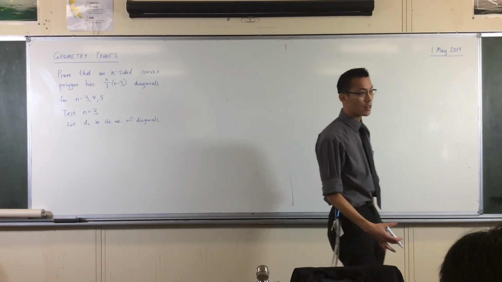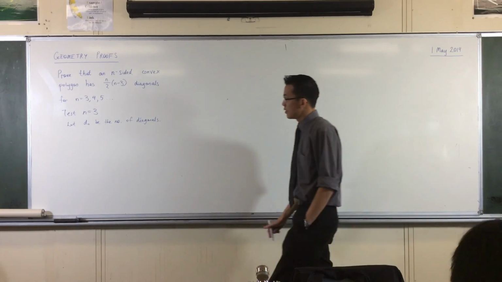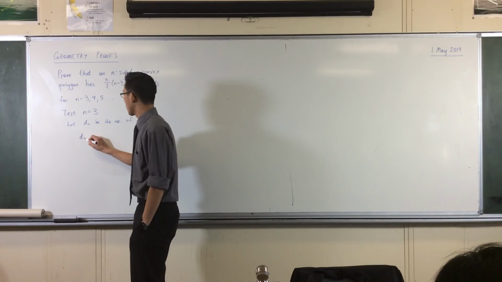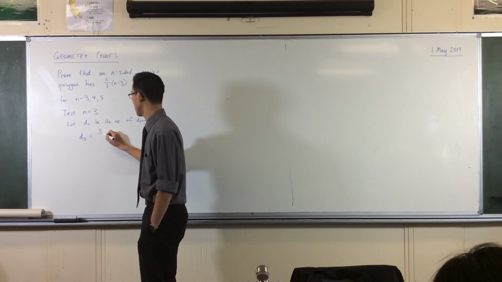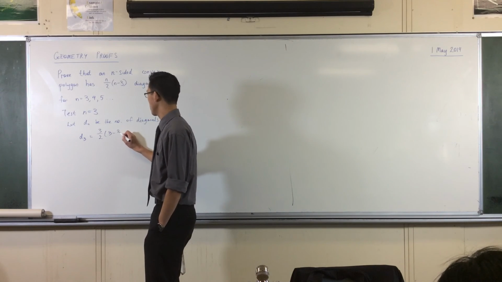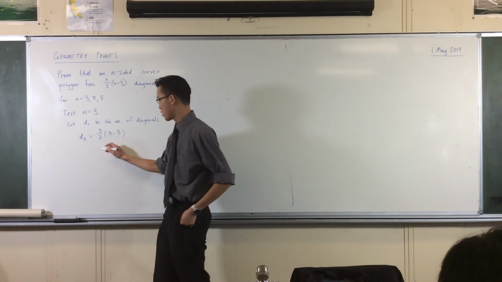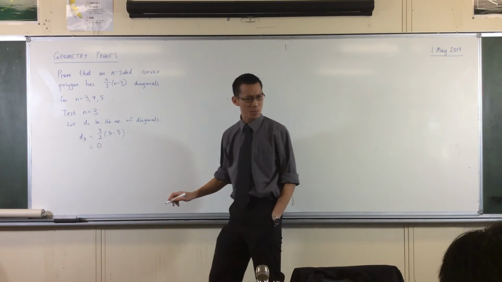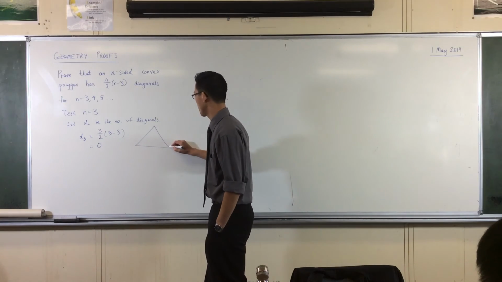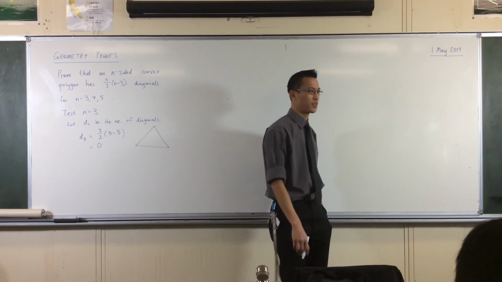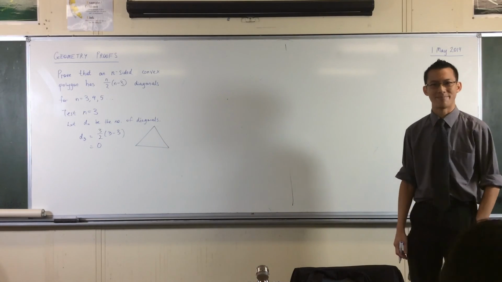Okay, so I'm going to test for d of 3. Is it equal to what we expect it to be equal to? Well, it's 3 on 2 times 3 minus 3. That's 1.5 times 0. That's 0. Is that what you expected? It is. And just to be sure, draw yourself a diagram there. And how many diagonals does it have? It doesn't have any. Okay?